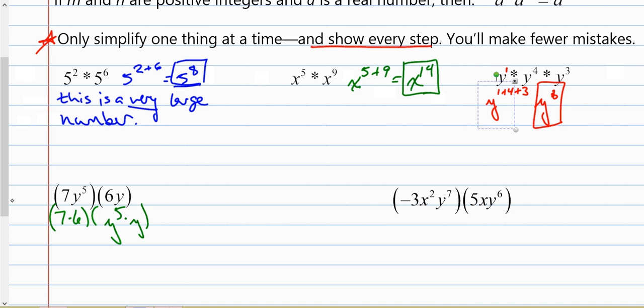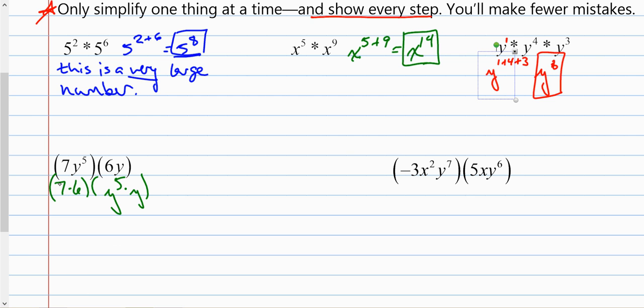And then I can do my multiplications individually. 7 times 6 is 42, not 47. This is why we show our work. I could give you most credit if you had done that. And then I'm going to remind myself that this y has an exponent of 1, so this turns into a y to the 5 plus 1. So finally, I have 42y to the 6th as a final answer.